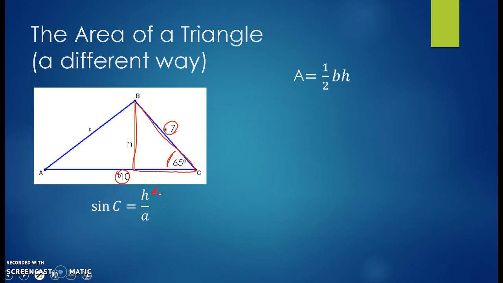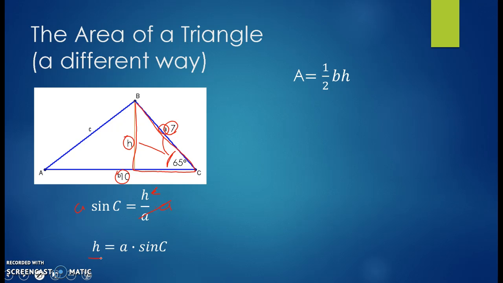But if we take a look at this triangle here, we can come up with a relationship for the height. We know that the sine of C, the sine is the opposite side over the hypotenuse. So the sine of C, in this case 65 degrees, is going to equal h over A, which is this side here. If we rewrite this by multiplying both sides by A, then these A's will cancel, and I will have h by itself on the right hand side: h is equal to A times the sine of C.